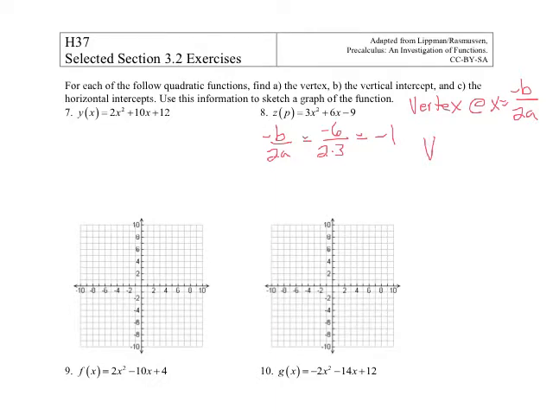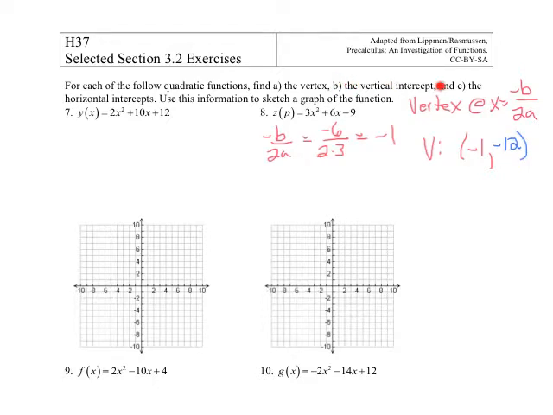So our vertex occurs at negative 1 comma, and then we find out what is f of negative 1. So we stick negative 1 into the function, and we're going to get 3 minus 6 minus 9. So 3 minus 6 is negative 3, minus 9 is negative 12. So our vertex occurs at negative 1, negative 12.